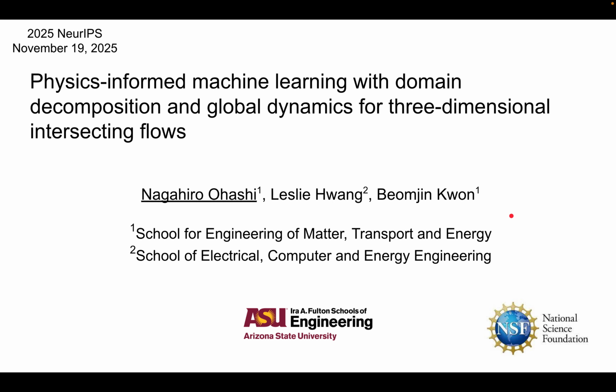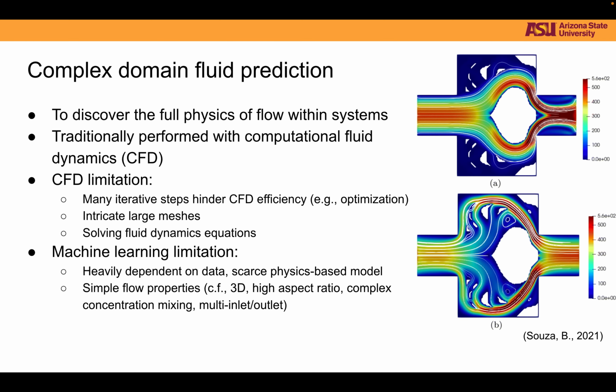Alright, so this presentation is going to be on our work using physics-informed machine learning to solve a three-dimensional intersecting flow problem, and specifically using domain decomposition and a global dynamics constraint. So to begin, the most common way for us to solve complex or even just regular fluid flow problems is to use computational fluid dynamics, or CFD.